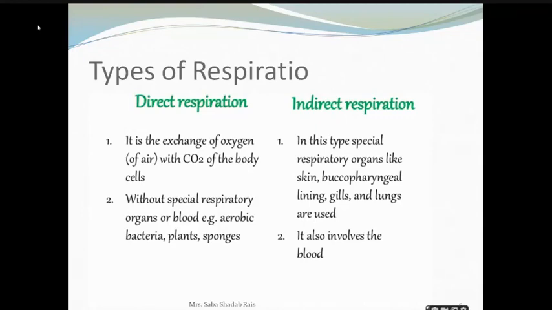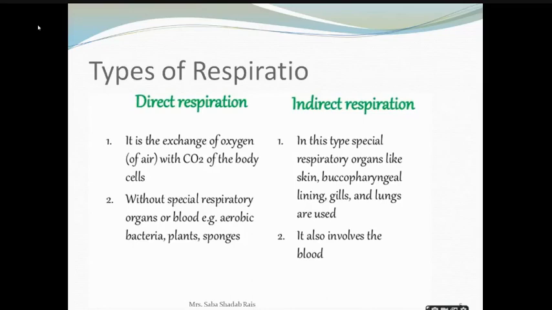Now let us discuss the types of respiration. Basically, in general it has two types: one is direct respiration, another is indirect respiration. As the name suggests, in direct respiration the exchange of gas, that is oxygen, will occur directly. No special respiratory organ is required. It is the exchange of gases between the environment and body cell without the aid of a respiratory organ, and blood is also not required.